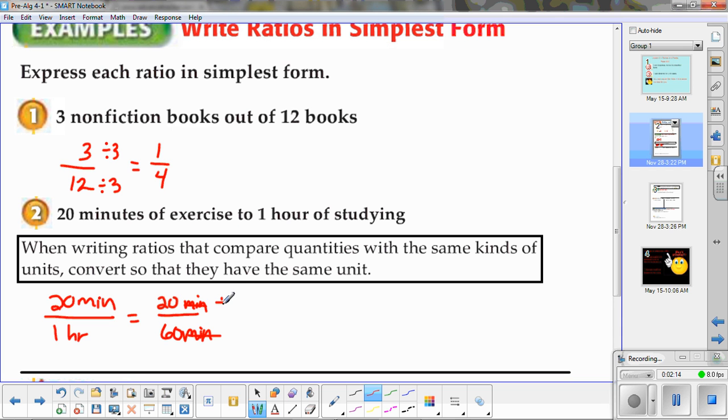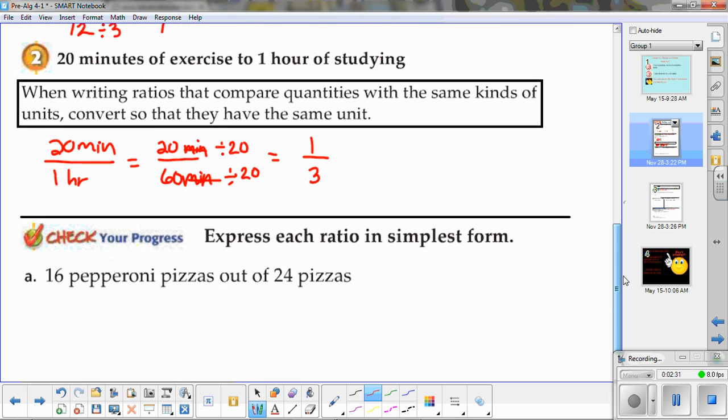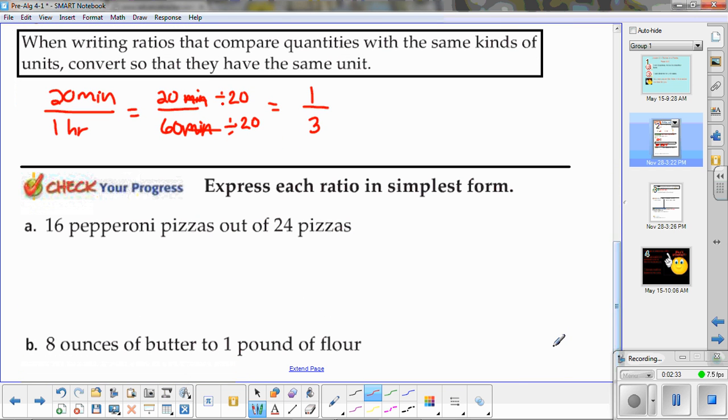And then we can divide both the numerator and denominator by 20. 20 divided by 20 is 1, and 60 divided by 20 is 3. So the ratio is 1/3 or 1 to 3. You may want to pause the video and try the next couple on your own.